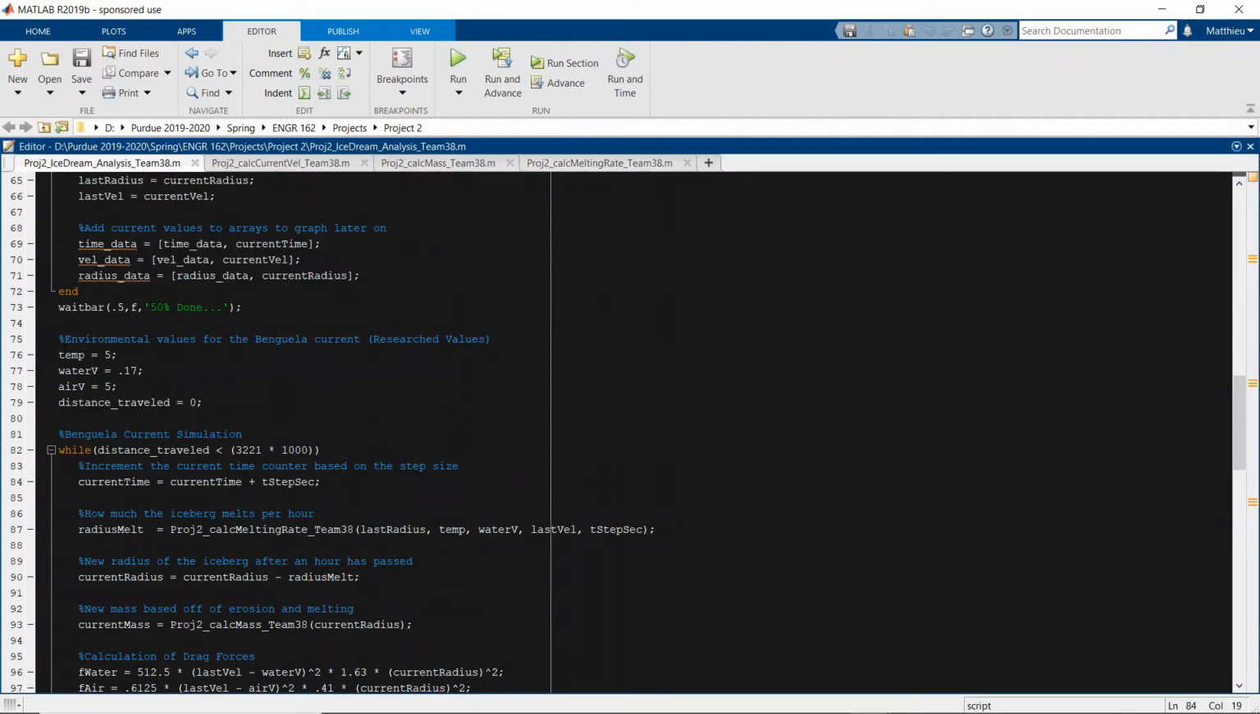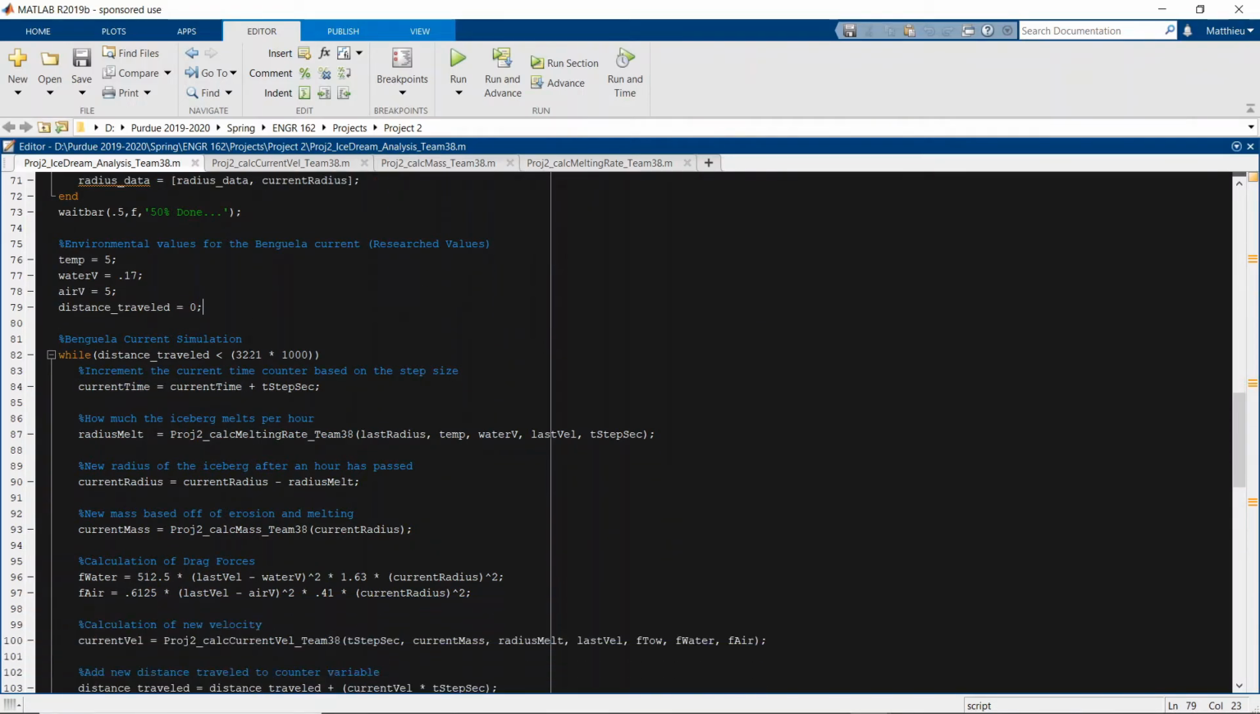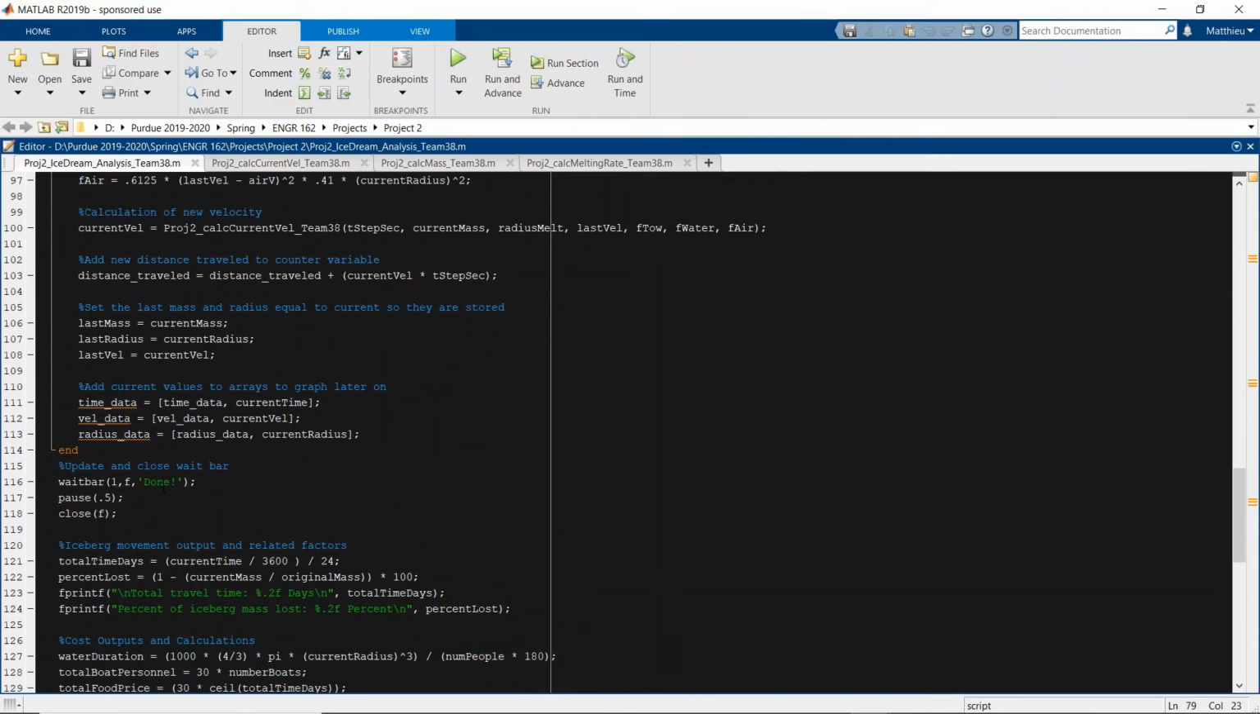And this is just the same thing, but for the Benguela current, so you have all the values initialized here, and then you have the while loop down here.